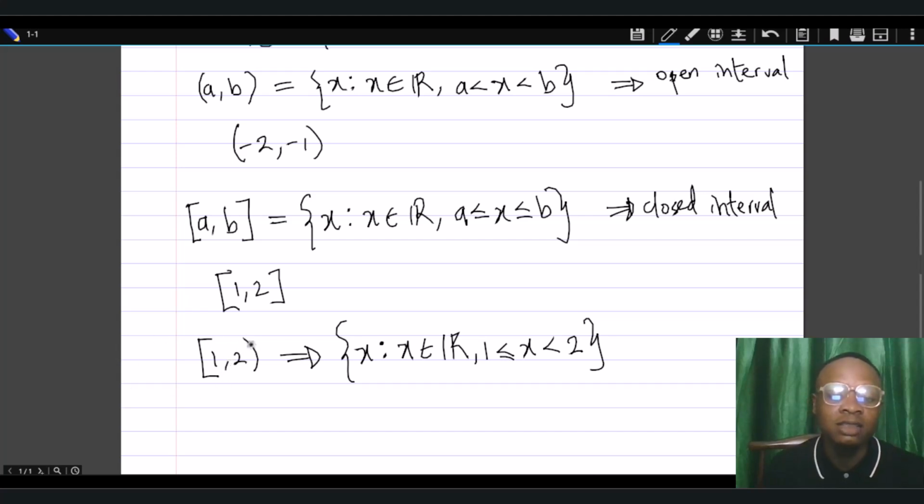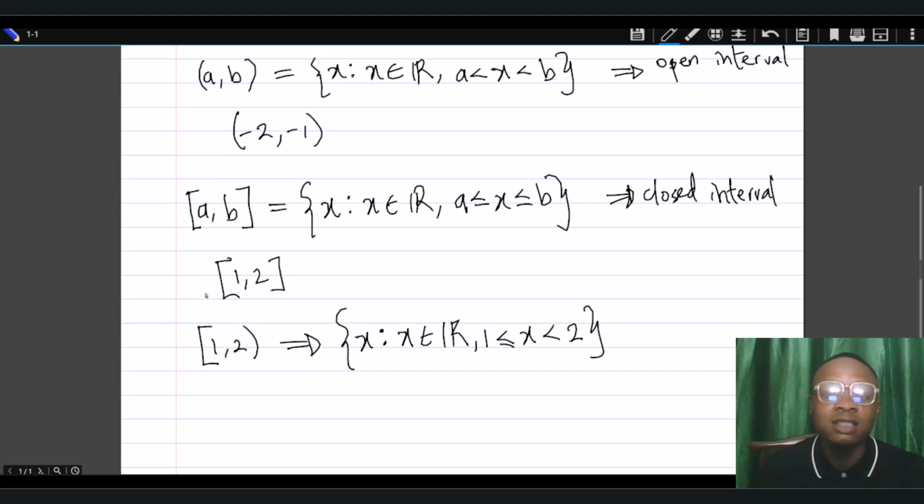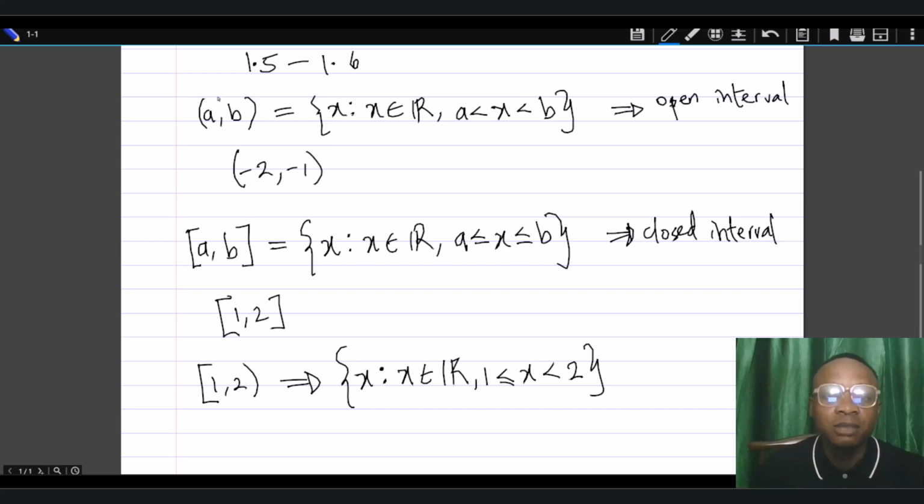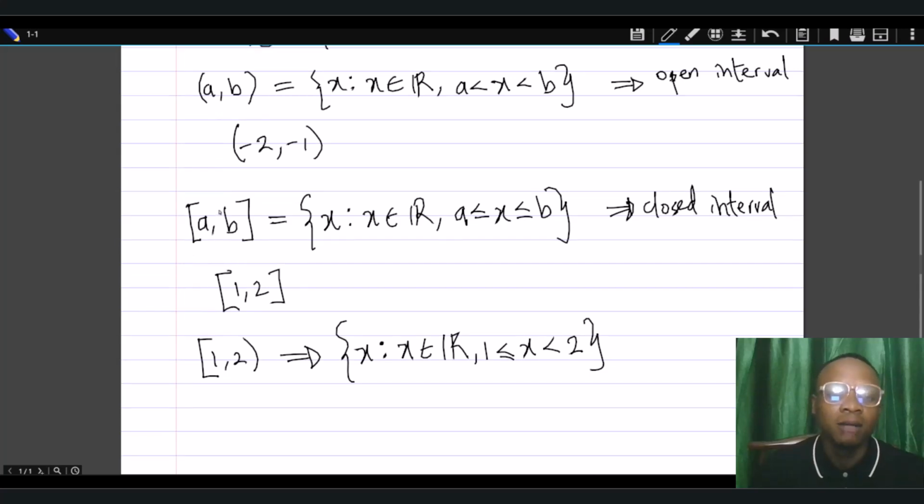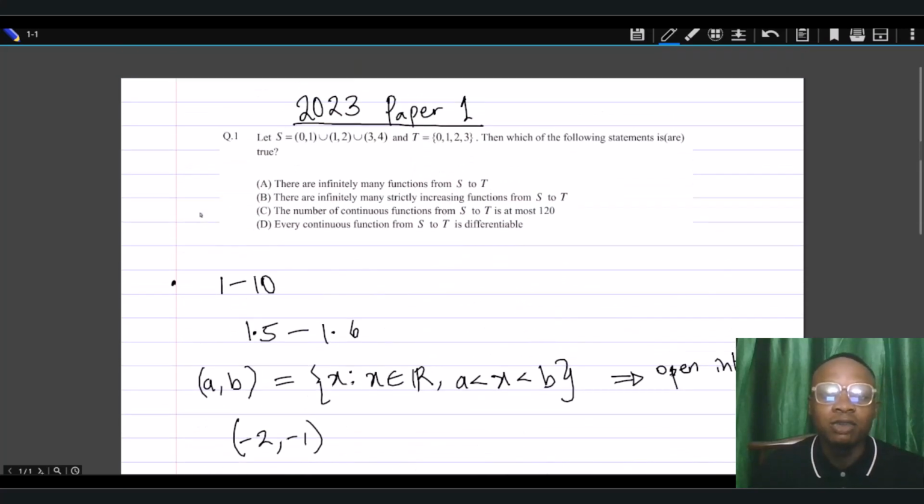It can also be that the parenthesis is at this end and the square bracket is at this right end. It doesn't matter. What is important is that when you see the square bracket, you know for that end we have or equal to. And if you see the parenthesis, you know for that end we have strictly less than or strictly greater than. Okay, that is it about intervals. So you should now understand what this set implies.